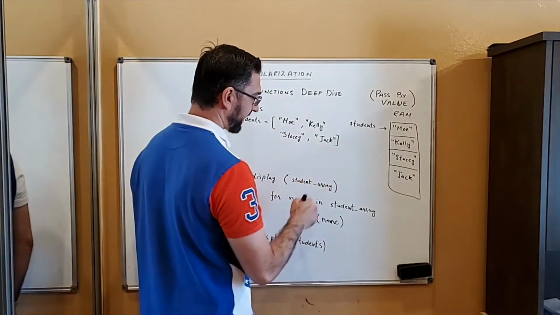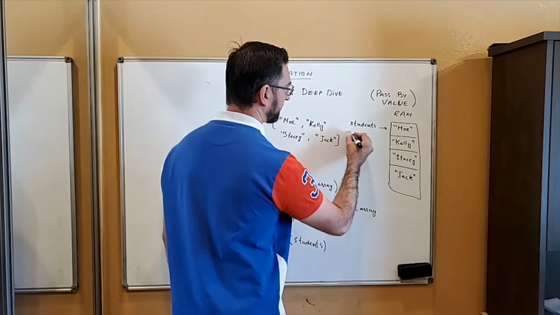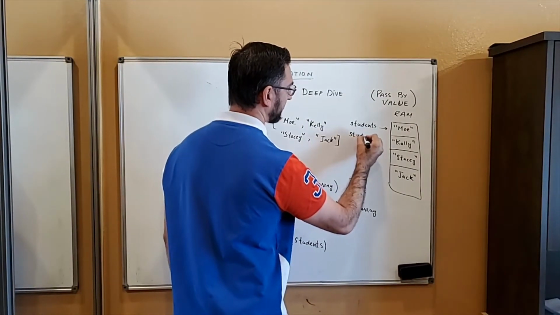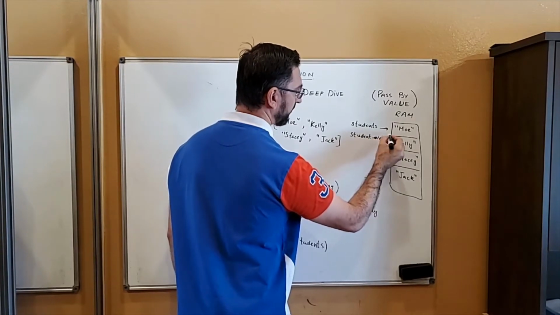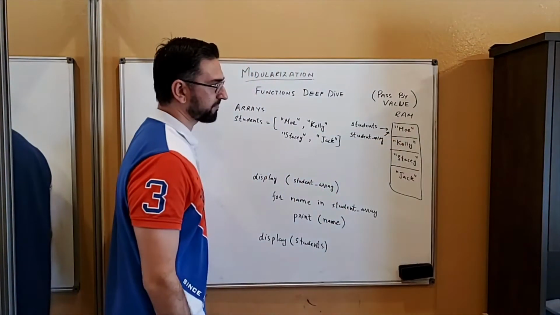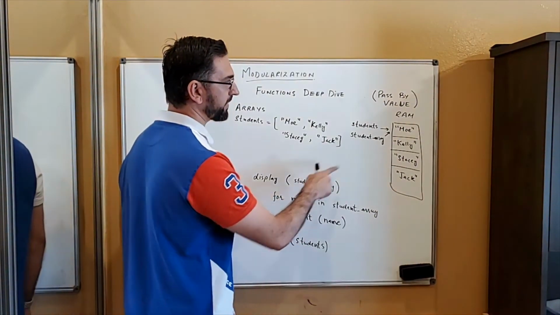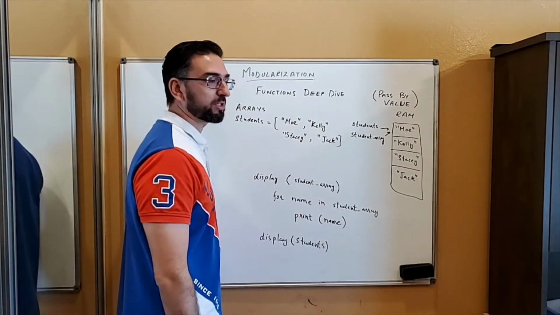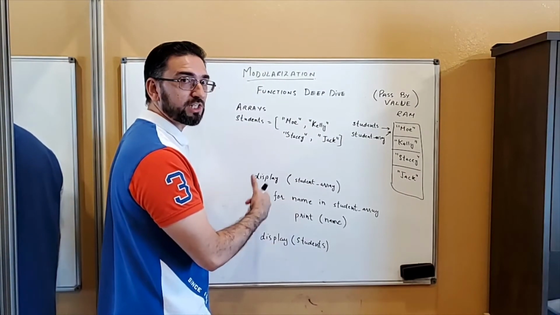So in this case, after this call is done, there will be another variable in scope inside the function, student array, which points to the same location. Okay, so both the students variable and the student array variable point to the same location in memory. In this case, I'm just printing the value. I'm not changing or updating the value.